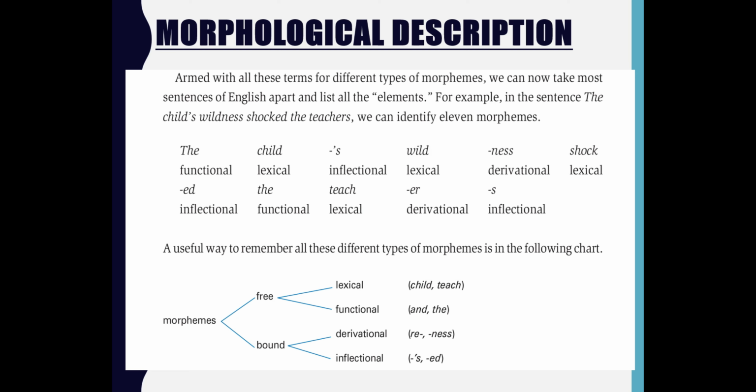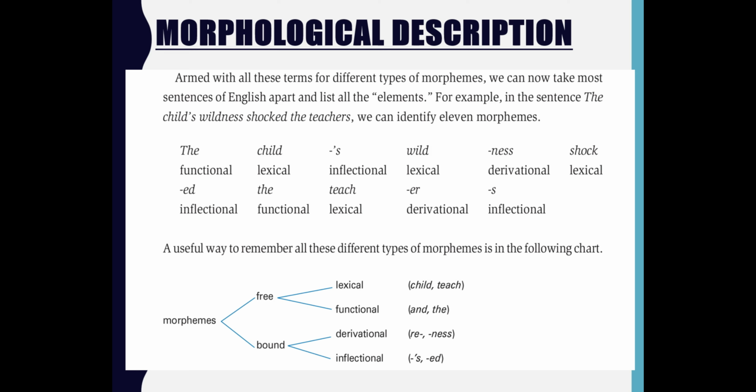A useful way to remember all these different types of morphemes is in the following chart. من الشمال, you have morphemes. Morphemes are divided into two types, free morphemes and bound morphemes. Free morphemes are divided into two types, lexical and functional. Okay? Lexical morphemes are open class of words or an open set of morphemes. They include nouns, adjectives, verbs, and adverbs, such as child and teach.